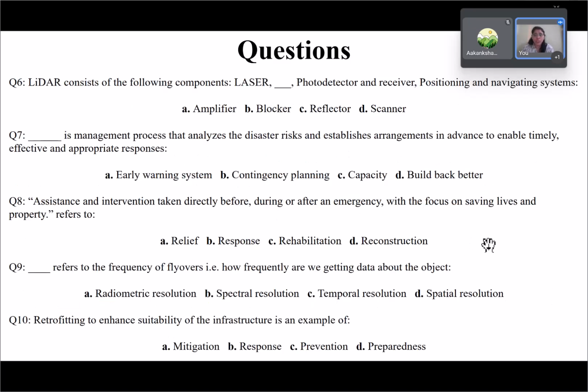Quickly moving on to the next five. Now lidar has four components. We have looked into this. They have laser, and then they have something, and then they have photodetector and positioning system. So what is the third one? No, second one, sorry.